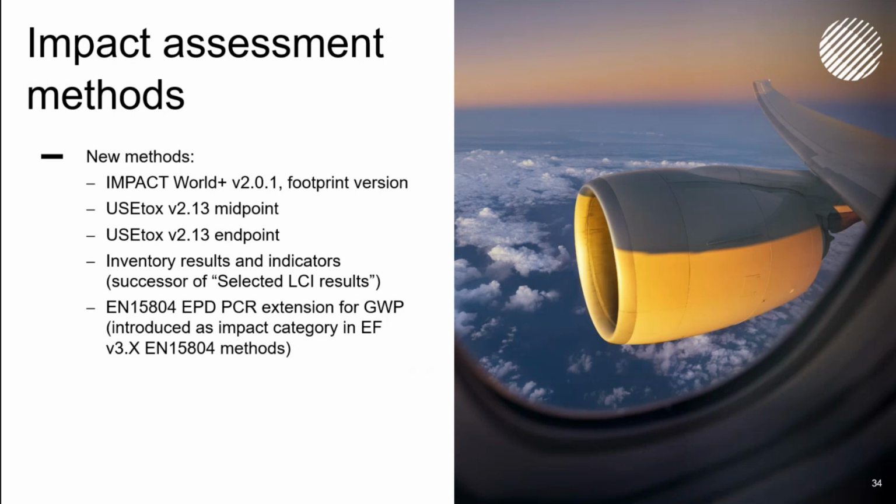Finally, we have introduced a new indicator for global warming potential, specifically for the system model that is compliant with the EN 15804 standard. This new indicator has been defined such that it is aligned with the new version of EPD product category rules for construction products.